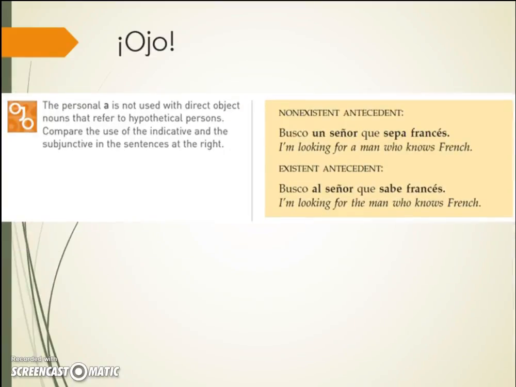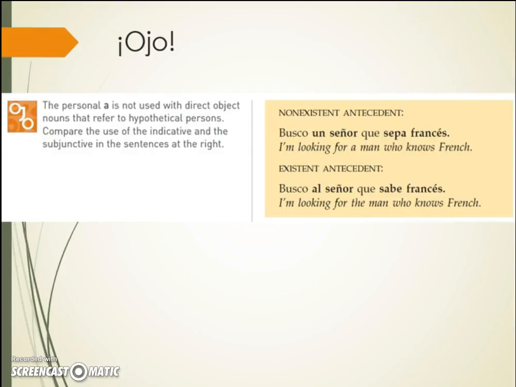Okay, so be careful. A word about personal a's. Now, personal a's are always an issue with us. However, here you kind of get a pass. The personal a is not used with a direct object noun that refers to a hypothetical person. So let's compare on the right here. We have an indicative and a subjunctive sentence. So the very first sentence is the subjunctive sentence. This is a non-existent antecedent. So it says, busco una mujer que sepa francés. I'm looking for a woman who knows French.